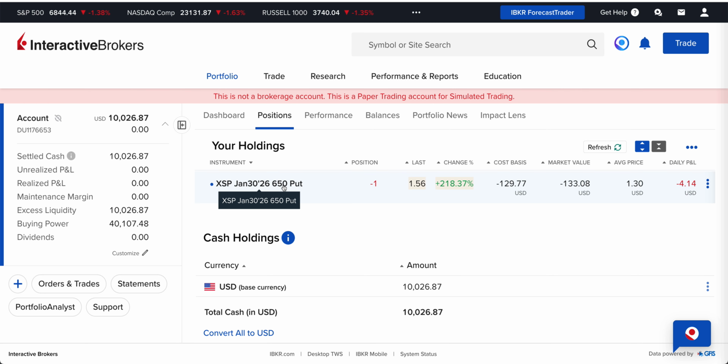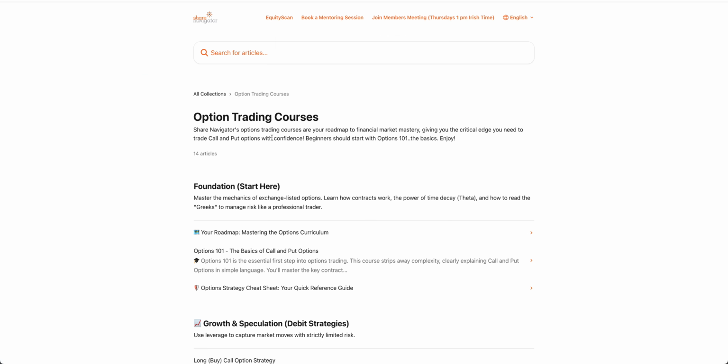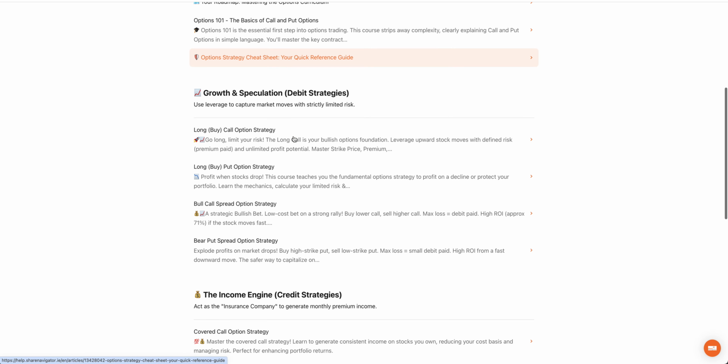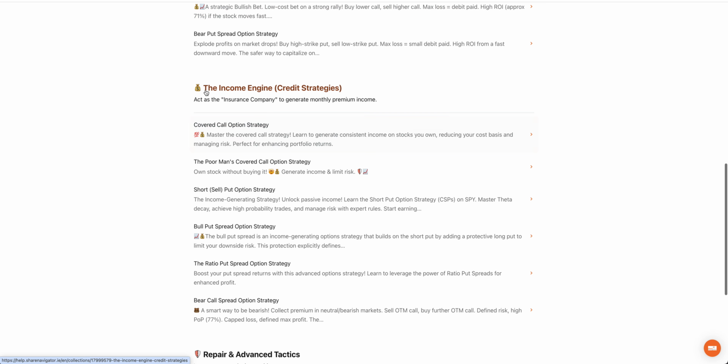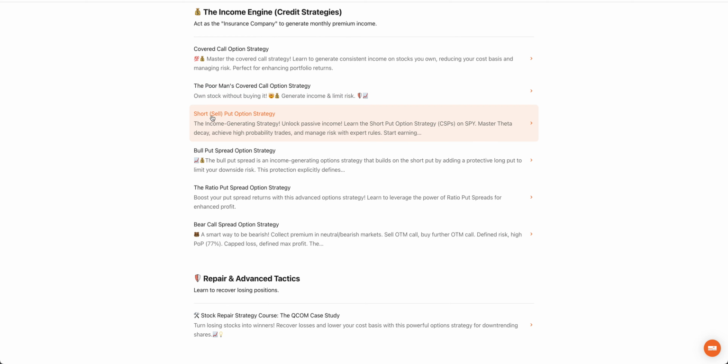So very, very similar trade to what we put on earlier, guys. It's a short put strategy. If you're not au fait with the short put strategy, we would encourage you to go to our option trading courses. This time, if you're going to do it in IBKR, go to our traditional option trading courses, and you'll see them under the income engine credit strategies, and click on short put option strategy. And there's basically a full course there on what it is and what we need to do.